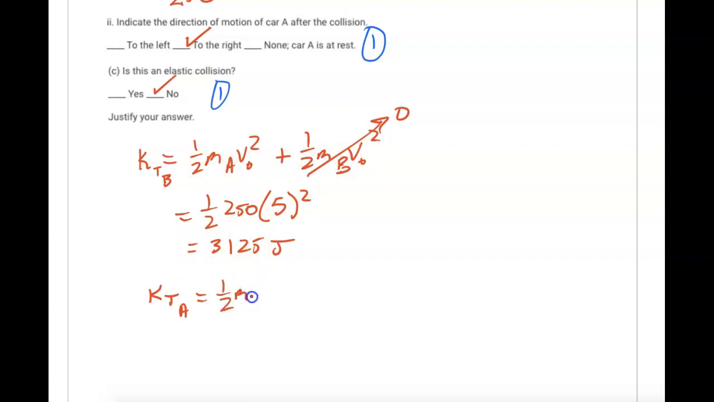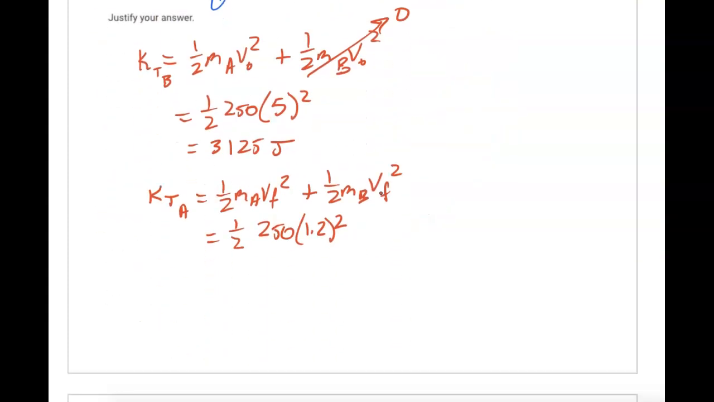The total kinetic energy after the collision is going to be the sum of these two. So we have 1/2 m_A v_final squared plus 1/2 m_B v_final squared for B. This is going to be equal to 1/2 of 250 times 1.2 meters per second squared, because remember that's what we got earlier. And then to that, we're going to add 1/2 the mass of B, which is 200, times its final velocity, which is 4.8 meters per second squared. When you do all your math, you get 2,484 joules. And then this is definitely the answer.